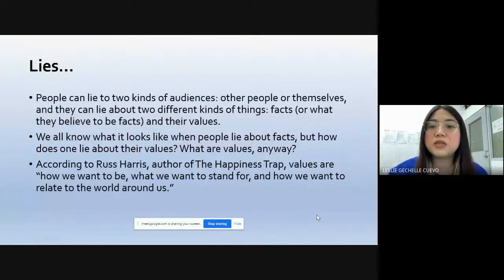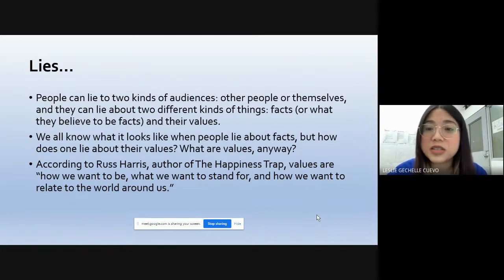So, people can lie to two kinds of audiences, to other people or themselves. So, magsisinungaling ka lang sa dalawang tao, sa sarili mo o sa ibang tao, and they can lie about two different kinds of things, facts and their values. We all know what it looks like when people lie about facts, but how does one lie about their values? So, what are values anyway?